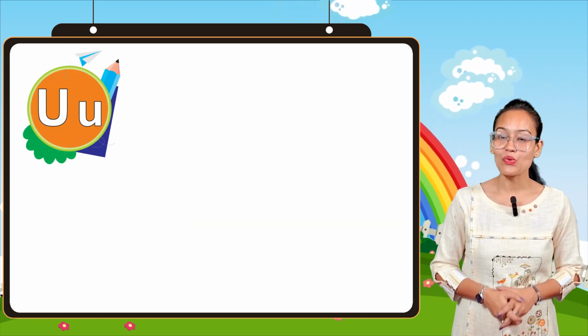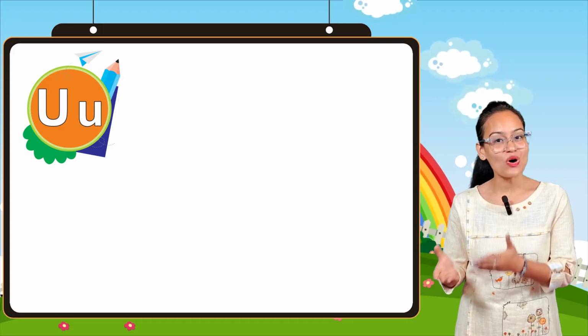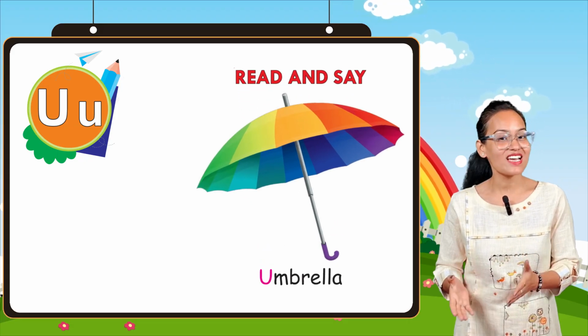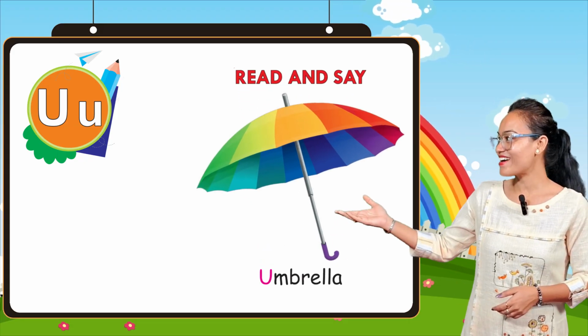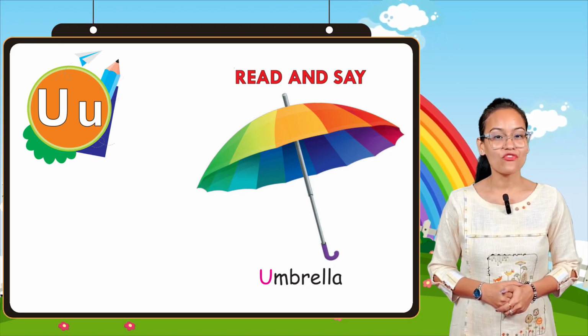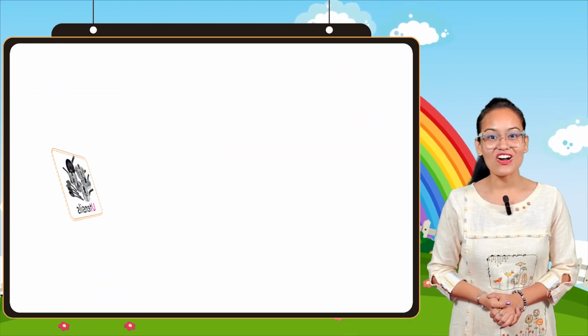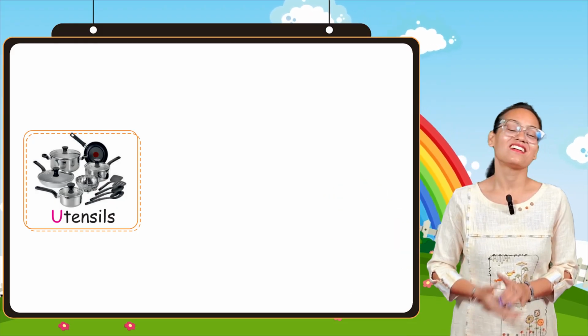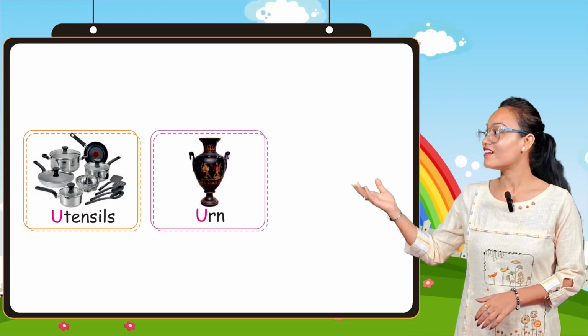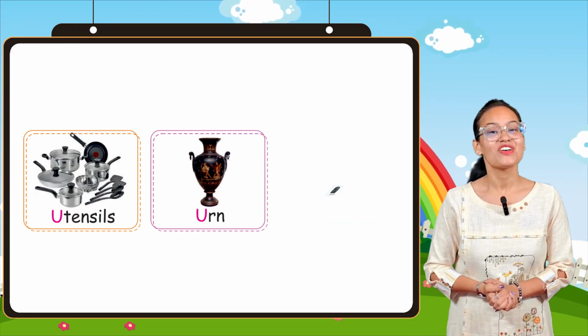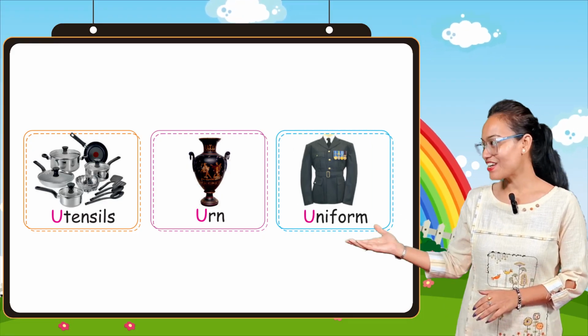Alphabet U. Capital U, small u. Read and say: U for umbrella, U for umpire, U for utensils, U for urn, and U for uniform.